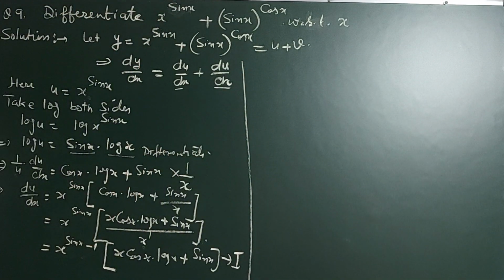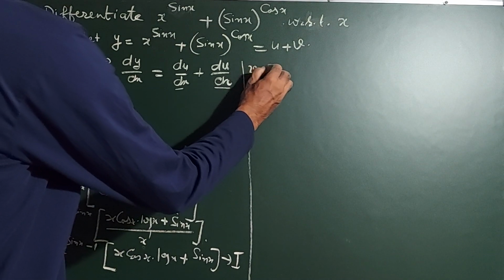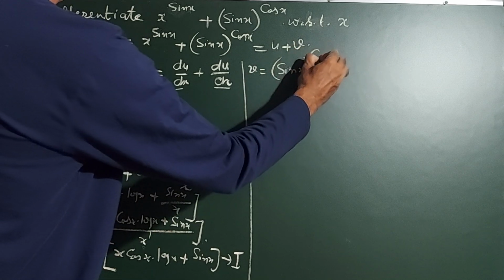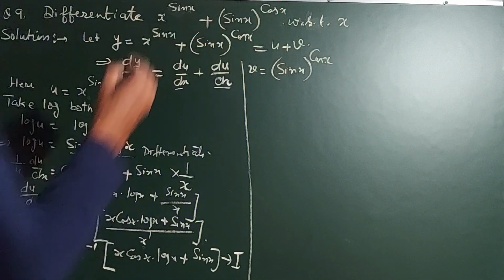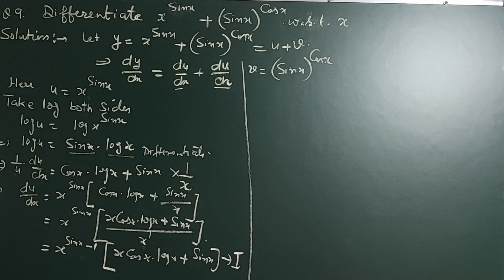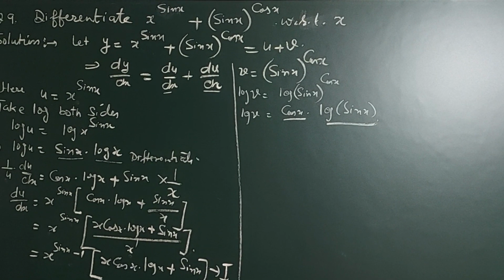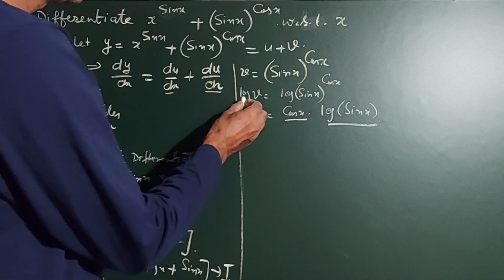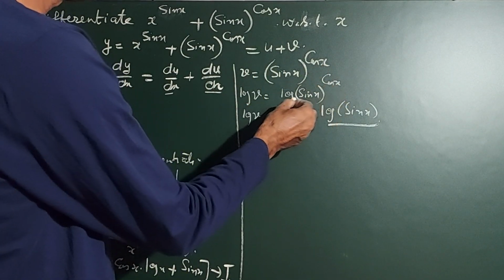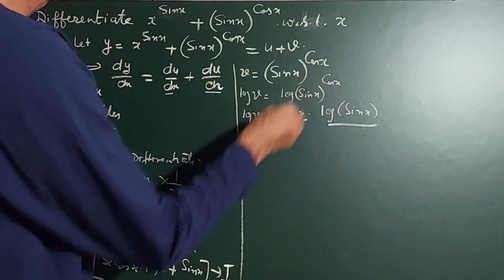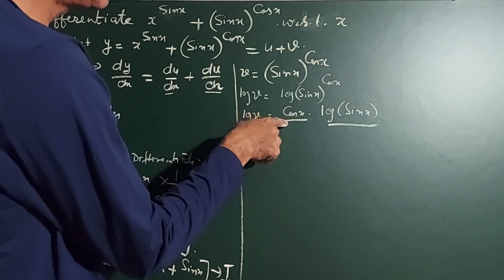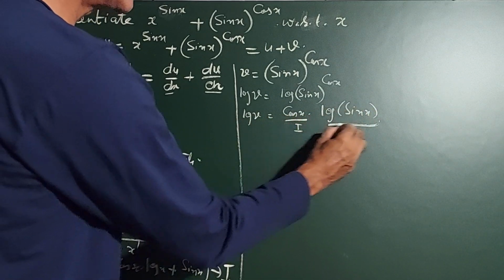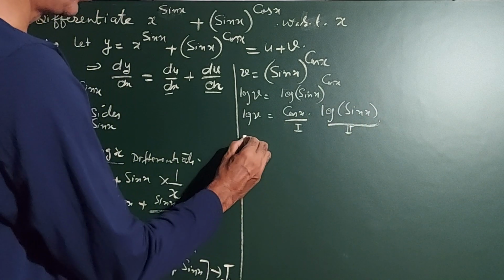Now see the second function. v is equal to sin x raised to the power cos x. Now take log both sides. Now in the same way we can solve this. Log v is equal to log of sin x raised to cos x. So we use the log rule here. Cos x will come here, cos x into log of sin x. There are two functions, this is first function and second. Again we will use the product rule.